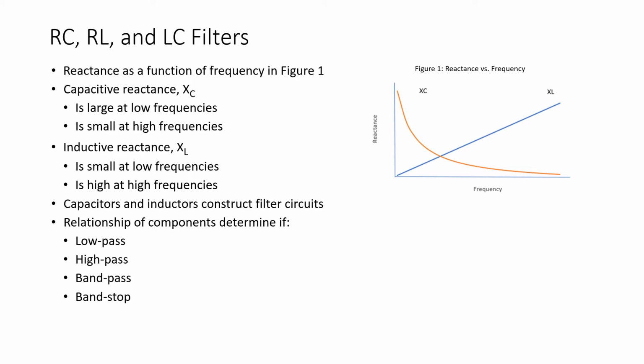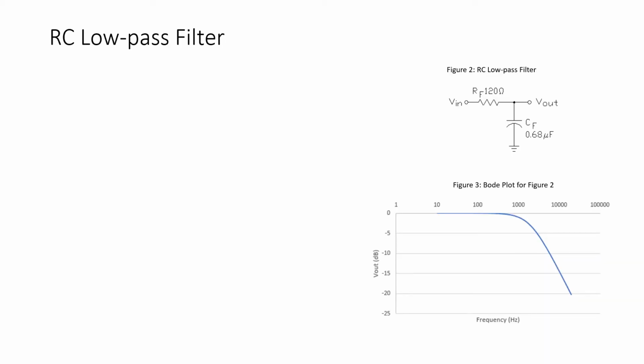So we use capacitors and inductors to construct our filter circuits. And it's the relationship of the components, either resistors and capacitors, resistors and inductors, or inductors and capacitors, that determines if the circuit will function as a low pass, high pass, band pass, or band stop filter. So let's take a look at a low pass filter implemented with an RC combination.